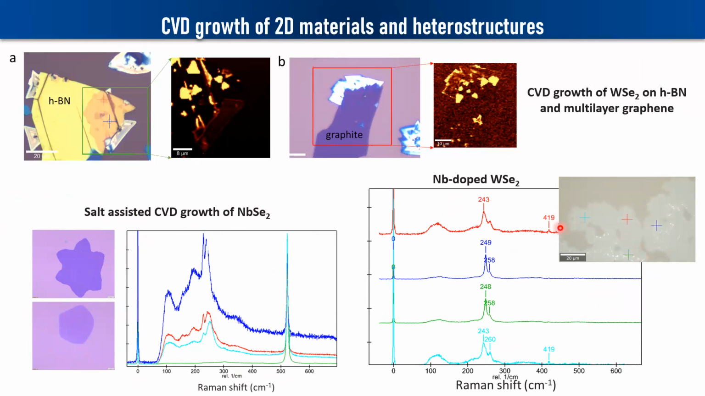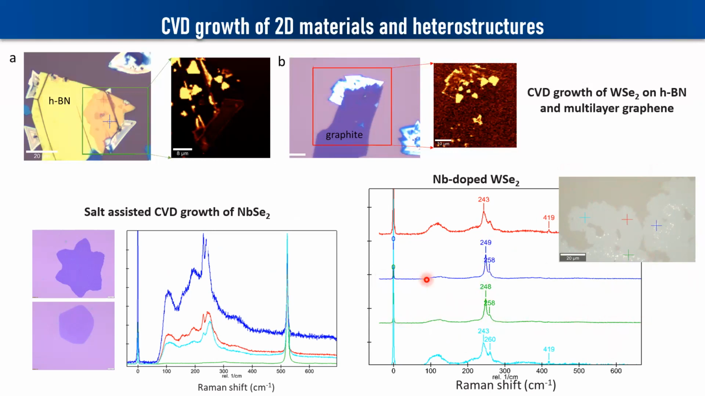Another thing we are trying to do is growing niobium doped WSe2. We have put the precursors of both tungsten and niobium, that is WO3 and Nb2O5, inside our furnace, and here we are growing it on a sapphire substrate. And what we see is that at different points, there are differences in the Raman spectrum.